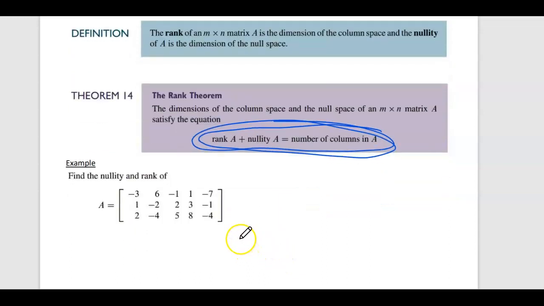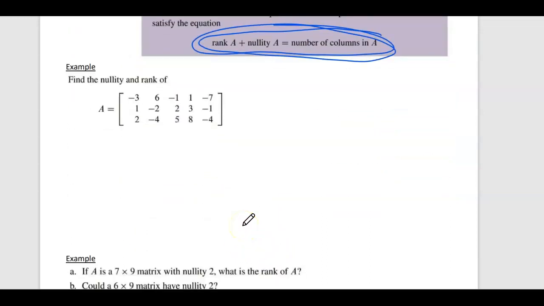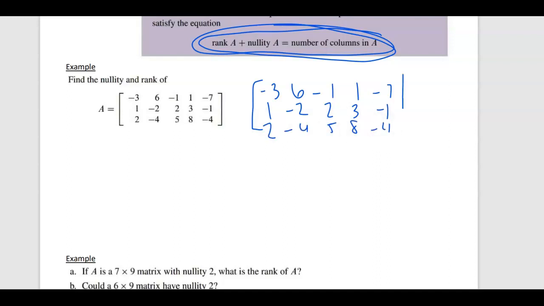So let's look at an example of how we're going to do this. Nullity is a lot more straightforward when it comes to finding, so let's do that first. I need to find null A. I do that by augmenting A with the zero matrix, or zero vector, I should say.